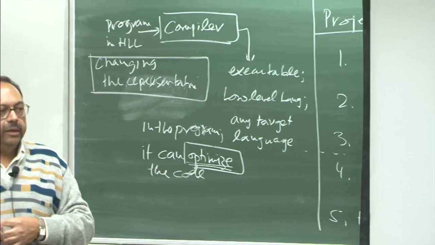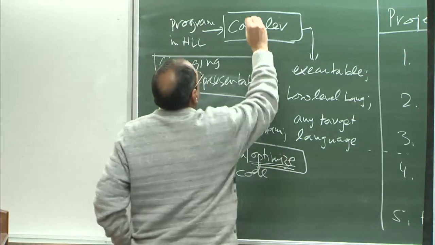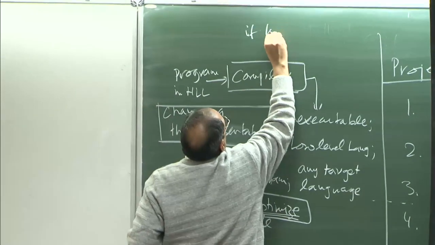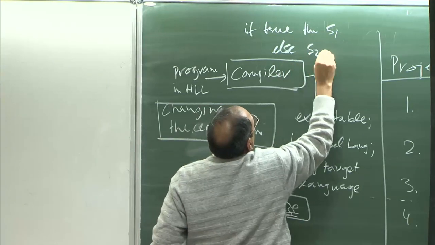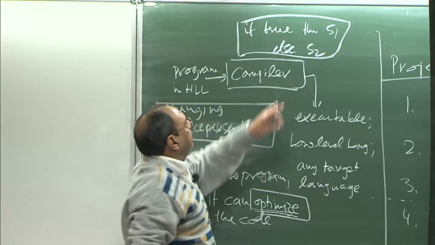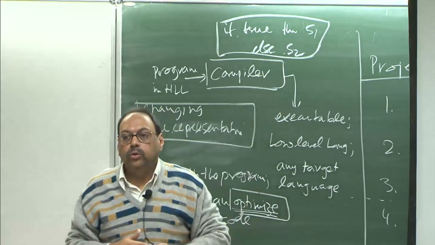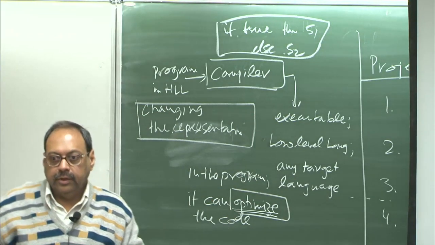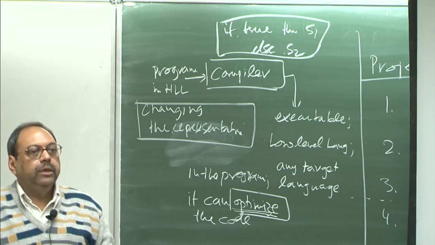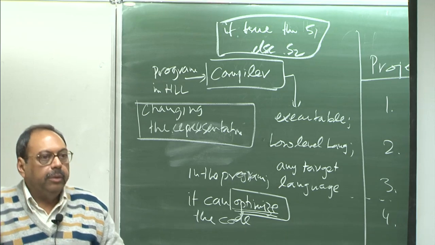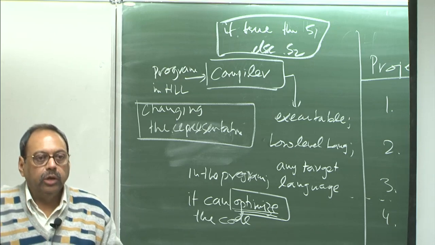So for example, it may decide that part of the code never gets executed. Why somebody may write the code like this: if two then S1, S2. The compiler may figure out that this condition is always true and therefore this part will never get executed, and decide not to even generate code for it. So efficiency will come only in terms of eliminating part of the code which may not be executing, or changing certain representations, asking whether I can achieve the same computation by doing fewer computations.